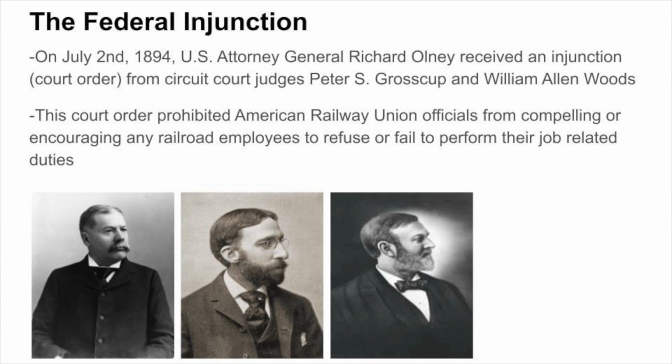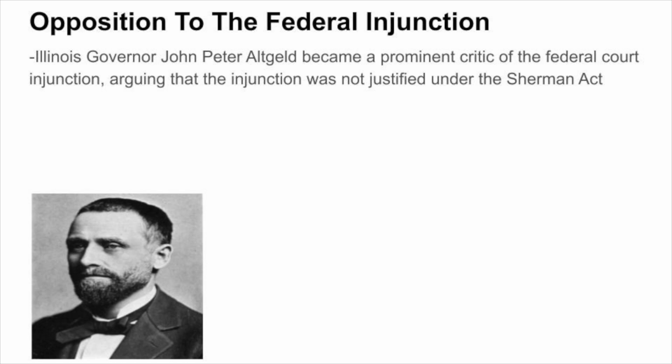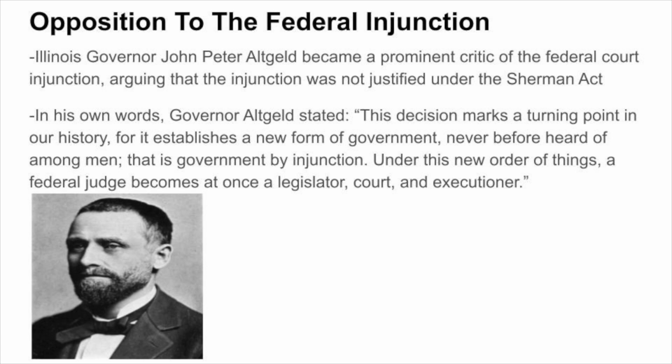Illinois Governor John Peter Altgeld became a prominent critic of the federal court injunction, arguing that the injunction was not justified under the Sherman Act. In his own words, Altgeld stated, "This decision marks a turning point in our history, for it establishes a new form of government never before heard of among men. That is, government by injunction. Under this new order of things, a federal judge becomes at once a legislator, court, and executioner."